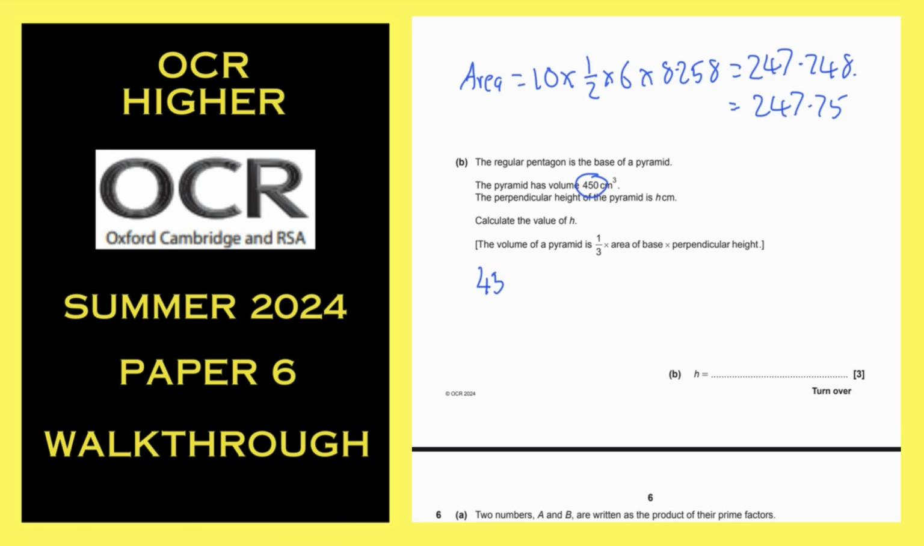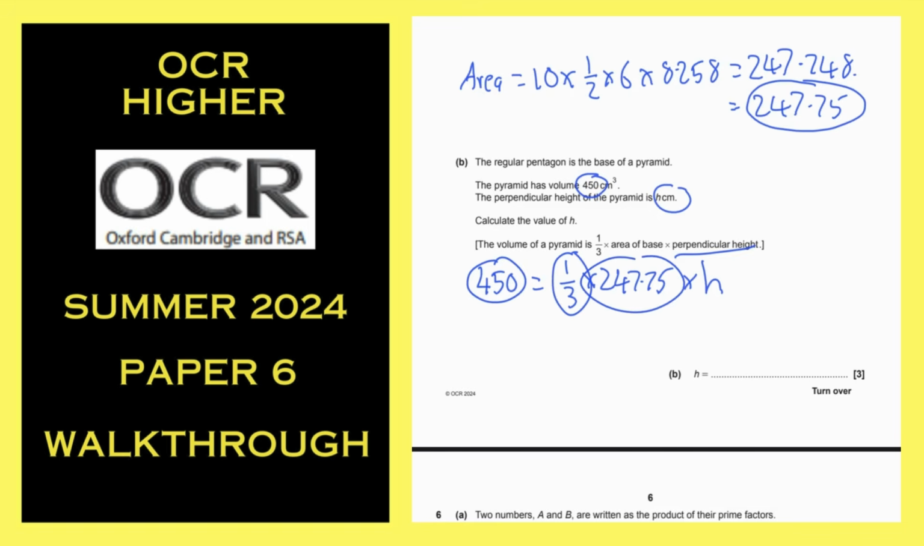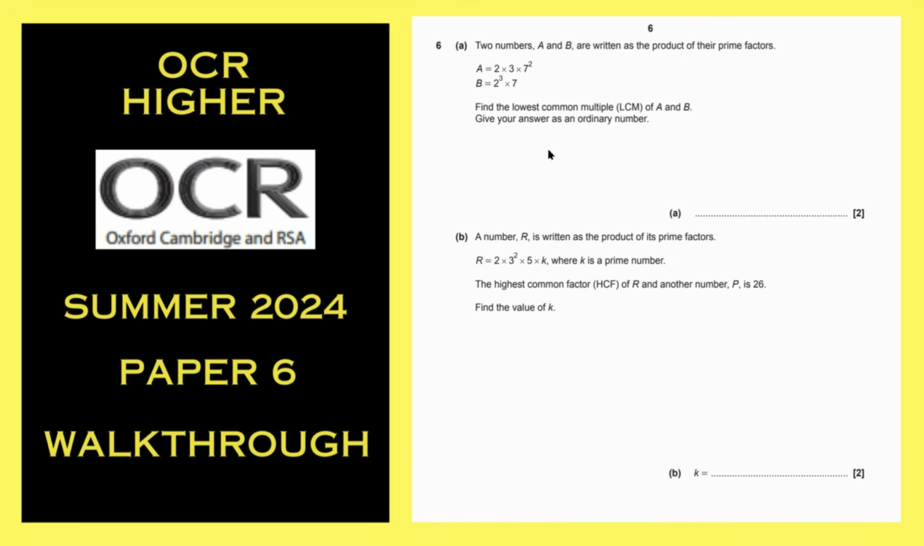The volume of the pyramid is a third times the area of the base. That's why they gave it you in Part A. So even if you didn't smash it, you can still use it. Multiplied by the perpendicular height, well, it's called H in there. Grab your calc, work backwards. Start with 450, times by 3, divide by 247.75, and out pops a very reasonable looking answer of 5.45.